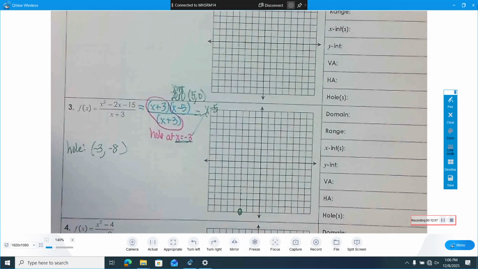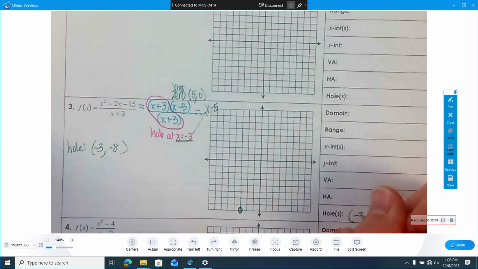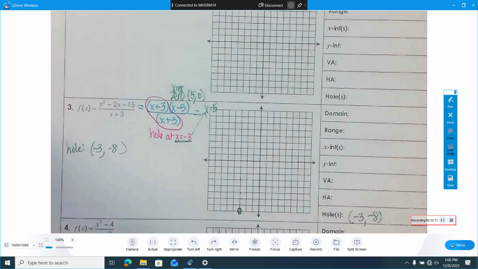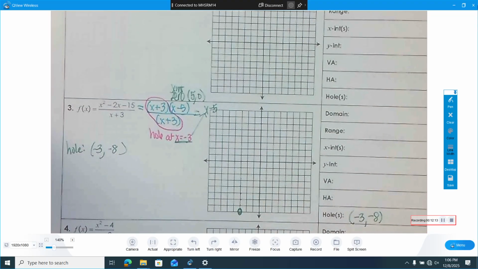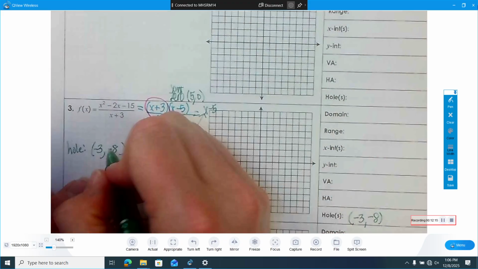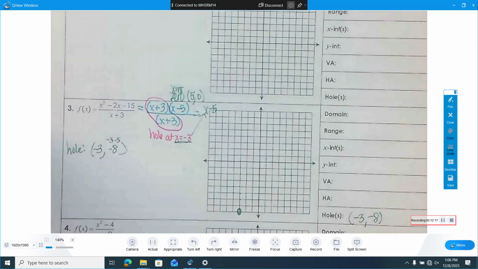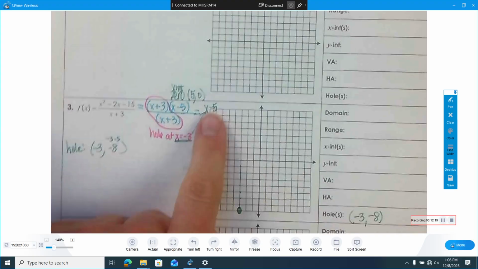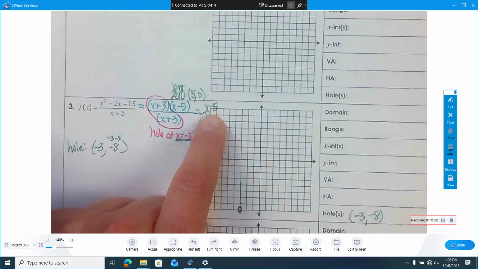You're gonna need to know how to find that on Delta Math. You plug it into the simplified function. All right, so -3 minus 5. This function simplifies to x minus 5. That's just a line, isn't it? Yeah, it's a line with a hole.